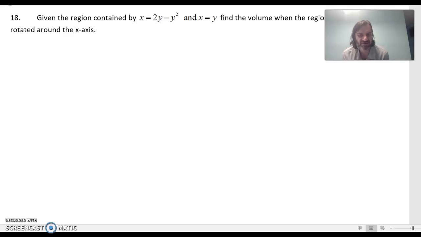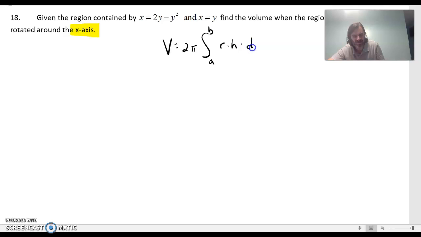All right, so we're doing some shell method practice where it says given the region contained by x equals 2y minus y squared and x equals y, find the region rotated around the x-axis. So if we're doing shell method around the x-axis, remember the volume is 2 pi from the endpoints a to b of the radius times the height dy. So if it's around the x-axis, we want everything in terms of y.